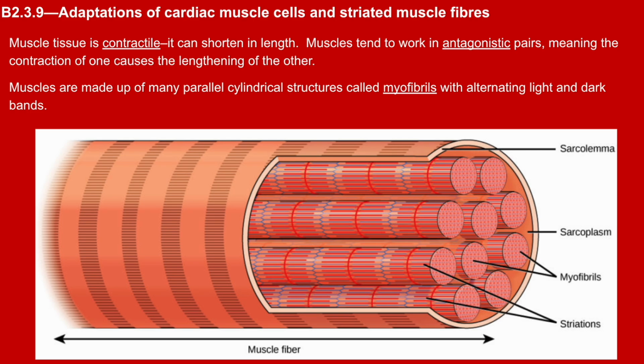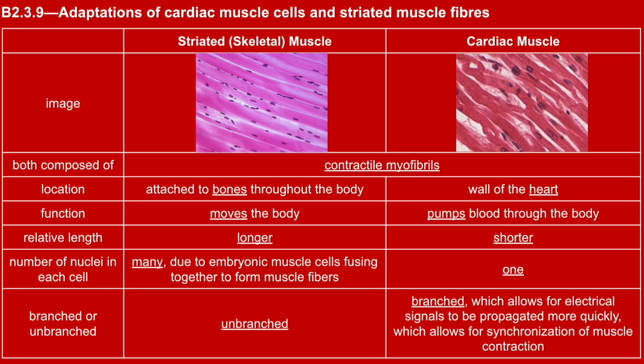Okay, and let's compare striated skeletal muscle to cardiac muscle. Now, both are made up of those contractile myofibrils. Skeletal muscle or striated muscle is attached to bones throughout the body, and it's used to move the body, and they're long cells. Cardiac muscle make up the wall of the heart. The heart's job is to pump blood throughout the body, and the cells are significantly shorter.